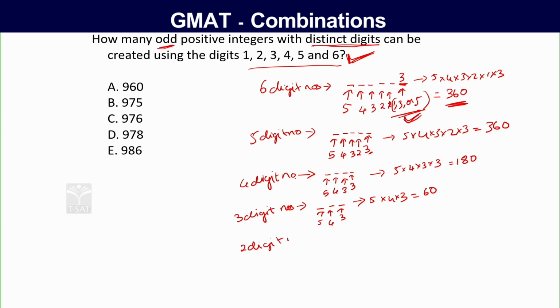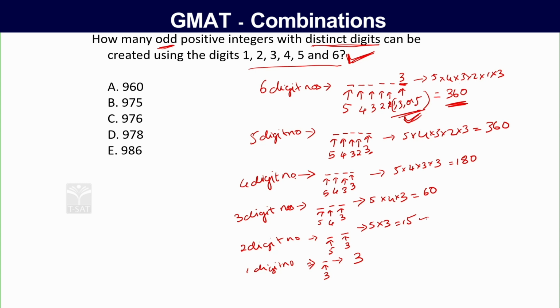Similarly, for a 2-digit number, you first fill the units place with one of the 3 odd numbers, and you are left with 5. So, you fill the other place with one of the 5 numbers, that is in 5 ways you can fill it. 5 into 3 is 15. And for a 1-digit number, you can fill it with one of the 3 odd numbers. So, 3 ways, total is 3.